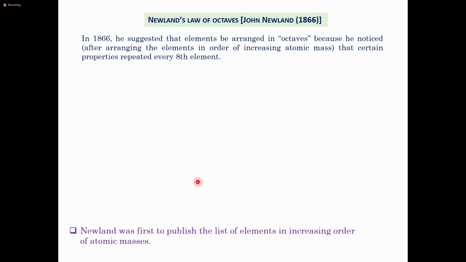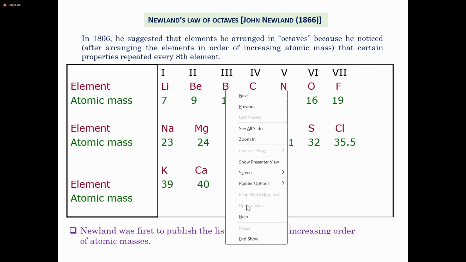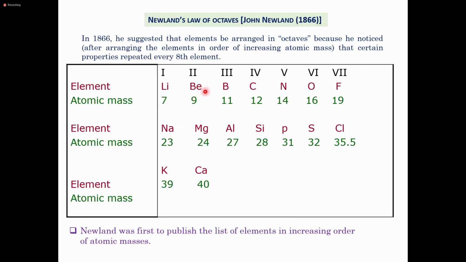That means that the eighth element and the first element have the same chemical and physical properties when the elements are arranged according to atomic mass. That's why this was noticed after arranging the elements in order of atomic mass. These are the elements: lithium, then beryllium, boron, carbon, nitrogen, oxygen, fluorine. Then sodium came.